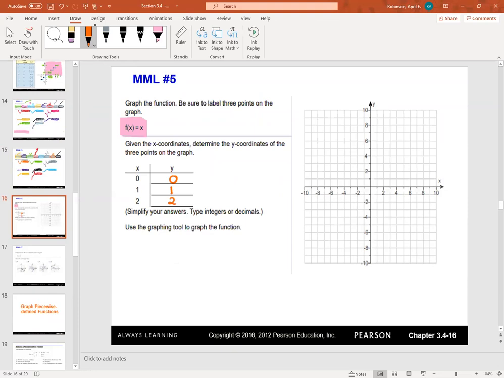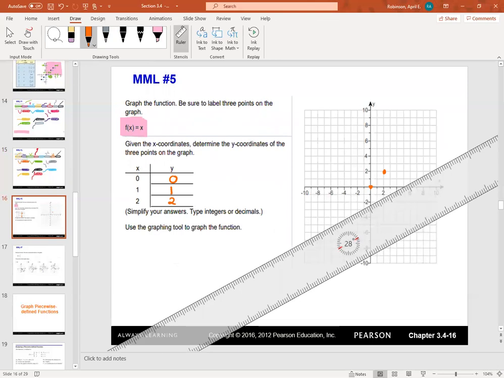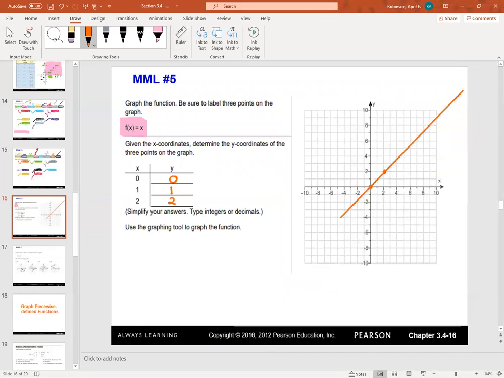Now when you click on this graph, you only need 2 points to connect the dots. So I would pick a point. I go with 0, 0, and then maybe I picked 2, 2. And then I'm going to grab my ruler. I love this little feature. Very cool. Makes me draw straight lines every time. Drawing my line. There it is. It's a miracle.